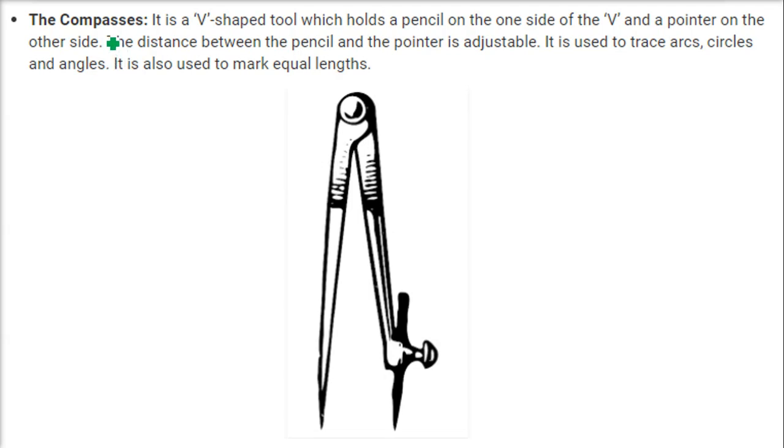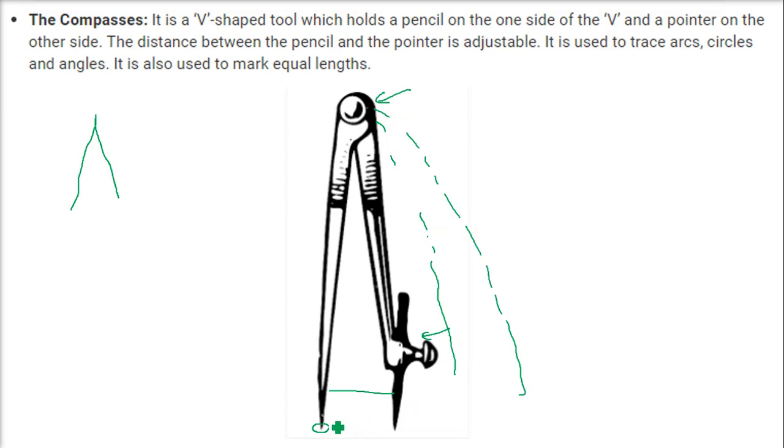Then we have a very important tool which is called the compass. If you see, it's an inverted V-shaped tool which holds the pencil on one side of this V, and there is a very pointed nib, or pointer, we call it. Wherever we place it, it goes somewhat inside the paper. The distance between the pencil and the pointer is adjustable because we have a hinge here. So it can be adjusted, it can be like this also, it can go up like this also. So this distance can be changed.